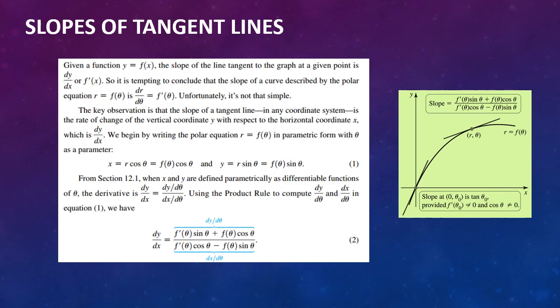From our first section in chapter 12, when x and y are defined parametrically as differentiable functions of theta, then the derivative becomes dy/dx equals dy/d theta over dx/d theta, taking each individually. Using the product rule for dy/d theta and dx/d theta in equation 1, we have a product rule in the numerator and a product rule in the denominator. So dy/dx becomes f prime theta sine theta plus f of theta cosine theta, and the denominator becomes f prime theta cosine theta minus f of theta sine theta. Thinking about what each one is, r cosine theta would be f of theta cosine theta. I'll just do the denominator here: the derivative of the first is f prime theta cosine theta, and then f of theta times the derivative of cosine theta, which is negative sine theta, and that's how you get the denominator. Similarly, the numerator.